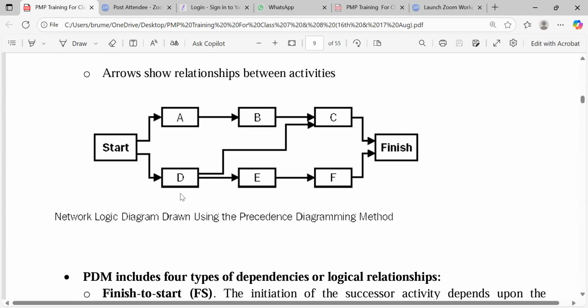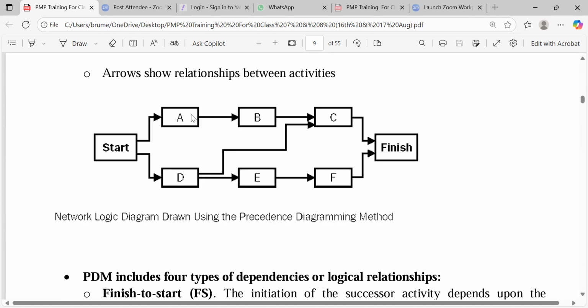Yeah, concurrently, 4 days. But if they were sequentially, like A and B, how many days? 8 days. So this relationship of A and D is called the start-to-start relationship. I know you like that word, start-to-start.